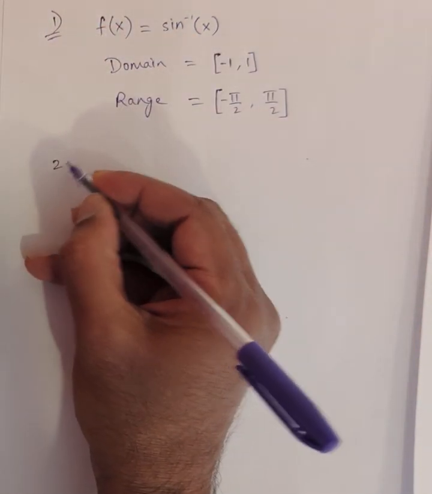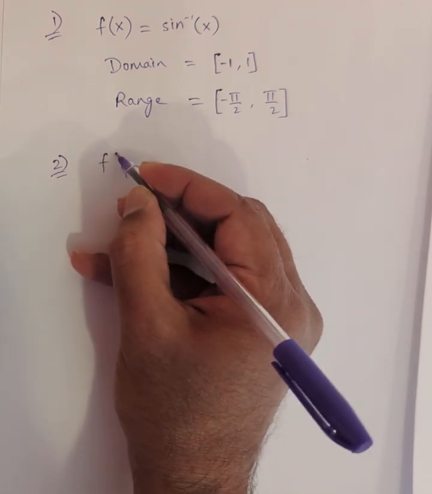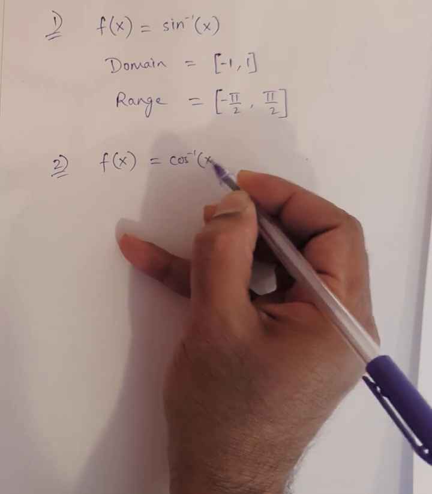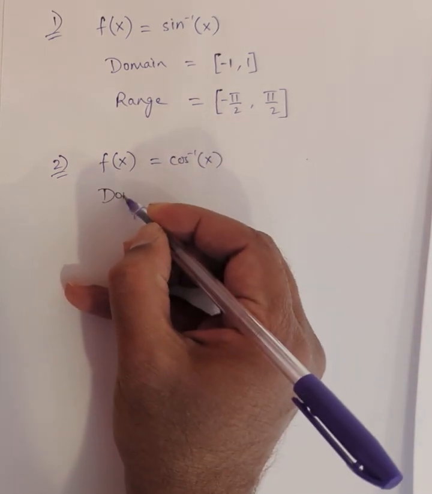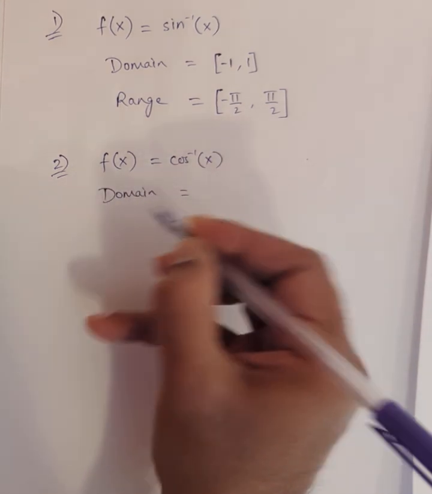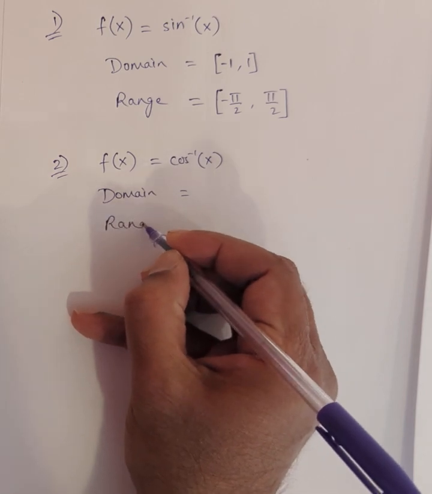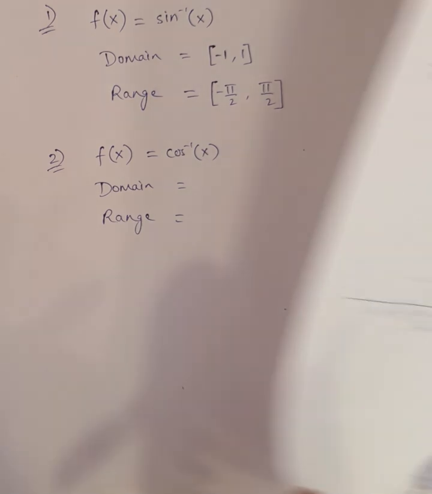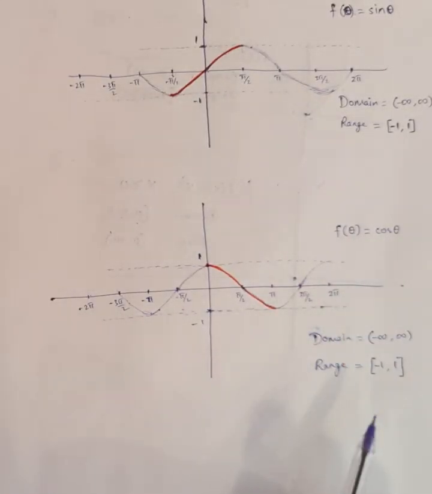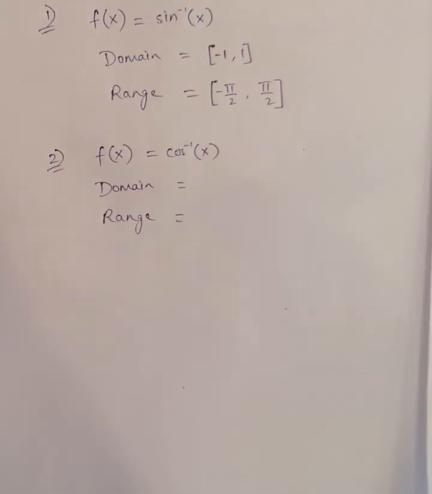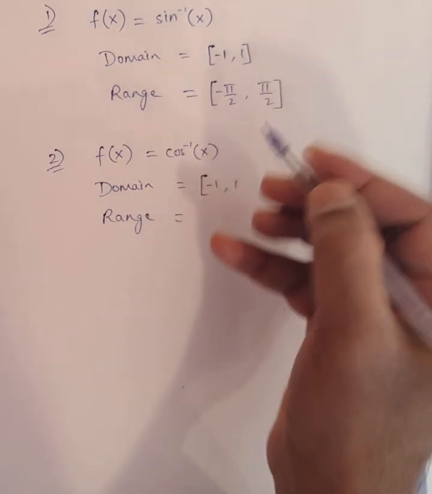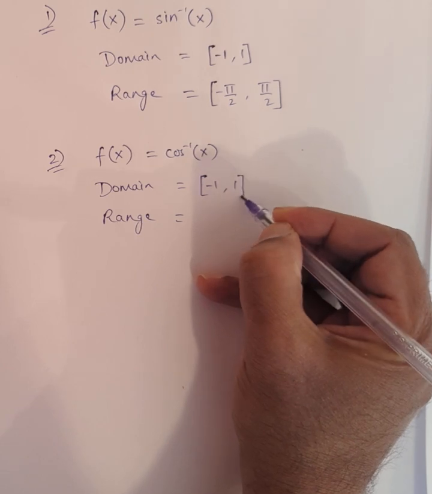Let's look at cosine inverse. F of x equals cosine inverse of x. Domain and range. If I want the domain of cosine inverse, I have to look at the range of the cosine function. So that is again negative 1 to positive 1, just like the domain of sine inverse.